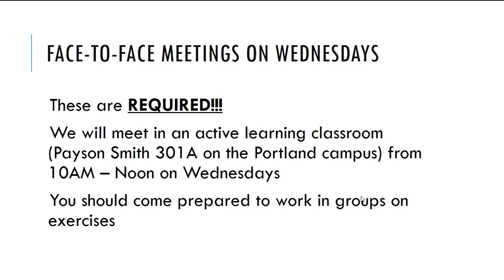We'll meet in an active learning classroom, which is in Payson Smith room 301A on the Portland campus. Go to Payson Smith, go all the way to the 3rd floor, and go down to the one end of the hall, from 10 a.m. to noon. You should come prepared to work in groups on exercises.